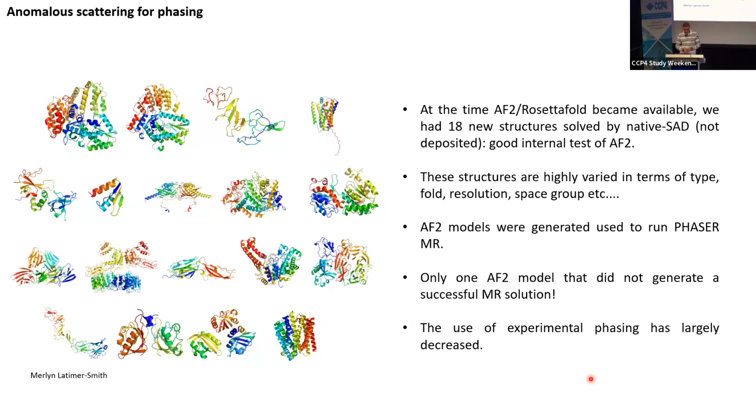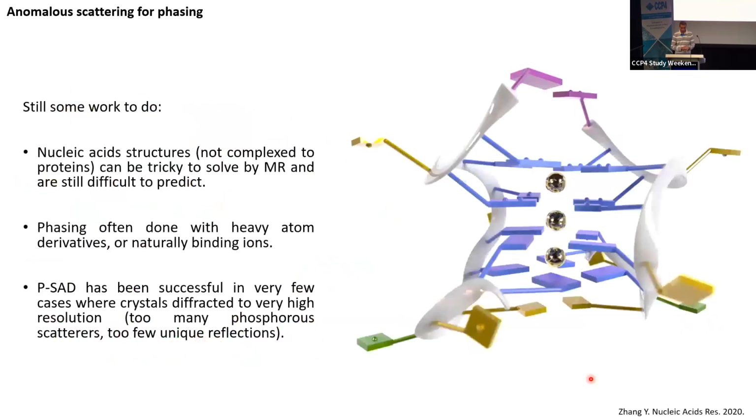One of the placement students tried to see if these structures could be solved with AlphaFold models. And actually, over the 18, only one couldn't be solved. They were more or less easy to solve, but at least 17 of the 18 could be solved. So it's clear, and we see that even now, that the need for experimental phasing has largely decreased. But there are cases, and it was mentioned just before, especially with nucleic acid, and I'm speaking about nucleic acid not bound to protein, just nucleic acid, that are very tricky to solve by molecular replacement. For phasing, you need to either use heavy metals or modify your nucleotides. And this is not always possible.